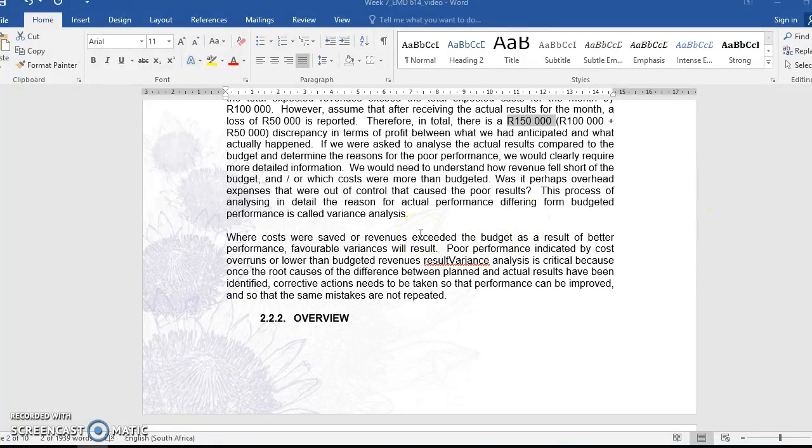At a broad level, there are two types of variances. When you save costs or revenues exceed budget, that is known as favorable variances. When there's poor performance, in other words, there are cost overruns, where cost is higher than budgeted, or actual revenues are lower than budgeted revenues, we have what is known as adverse variances. And variance analysis is critical because we want to identify the root cause for these variances. So that's why we have variance analysis.